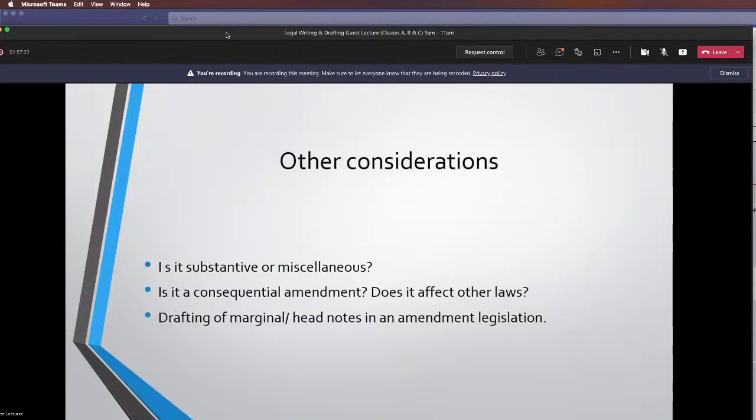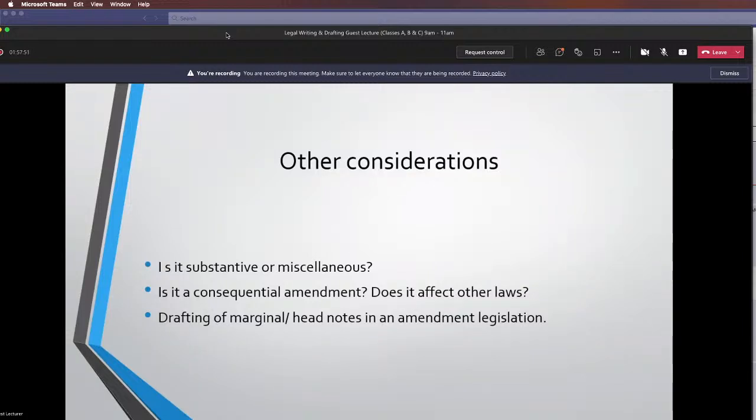That is a consideration. Again, consider the drafting of marginal notes or head notes in an amendment legislation. Drafting of marginal notes and head notes is done in a particular way. In Kenya we draft marginal notes. Head notes are only used in the constitution. What we see in the Kenya law that we download has been converted, but the official drafting style is we use marginal notes on the side, the small ones, in smaller fonts.